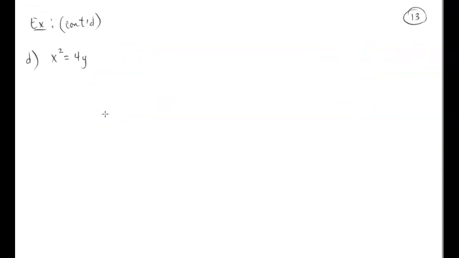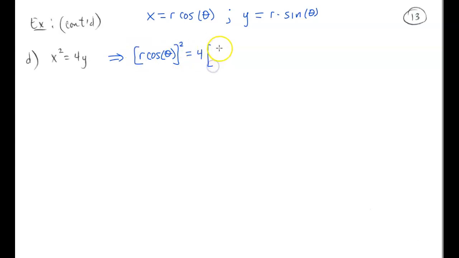So in this next example, we are going to need to use the parametric definition for x and y in terms of polar coordinates. So we know x is equal to r cosine theta. We know y is equal to r sine theta. So here, this would mean that we have r cosine theta, quantity squared, equals 4 times r sine theta. R squared cosine squared theta, and then we have 4r sine theta here.